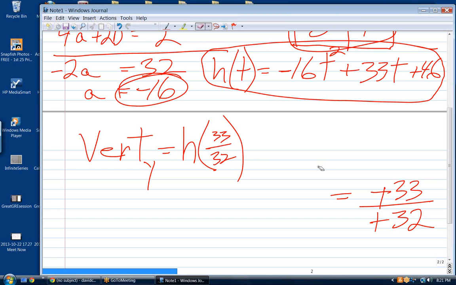Okay. What else does it want to know about this problem? Probably wants to know, when does the ball hit the ground? No, that was it. Really? Okay. Yep.